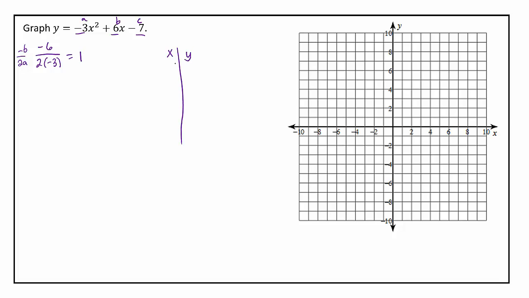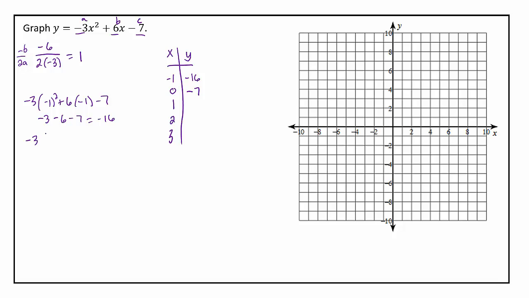So this is negative 6 over negative 6, which is 1. So for our table of values, 1 is going to go in the middle. We want to pick two things that are to the left on the number line and two things that are on the right. We plug each of these in. This is 1 times negative 3 is negative 3, minus 6, minus 7, negative 9 minus 7 is negative 16. Well, that's not going to fit on our graph. How unfortunate. When I plug in 0 to these, I get negative 7. Anytime I plug in 0, it's just whatever the last number is.